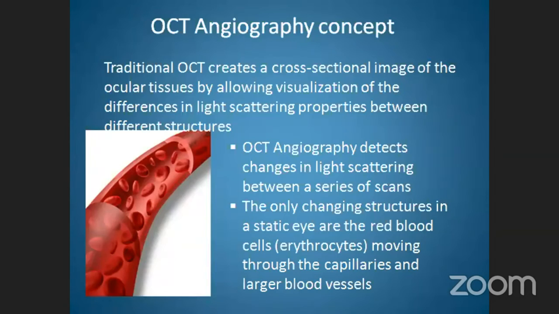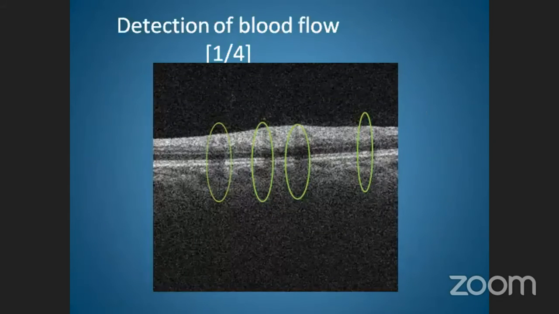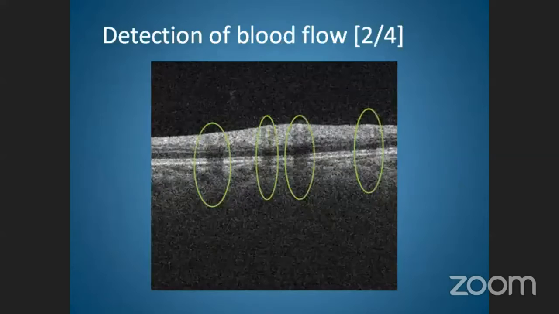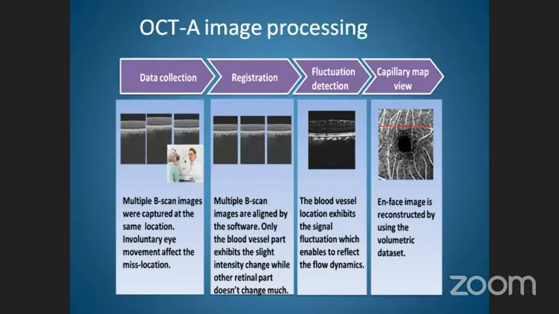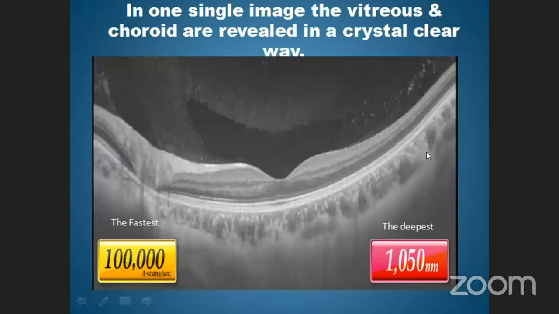Multiple B scans are taken at the same section of the retina, and the software then compiles the image to give the image of a blood vessel. So as you can see here, the only moving structure here is the RBC, and the multiple B scan images are aligned by the software, and then the image of the vessel is taken along with the two-dimensional en face image.